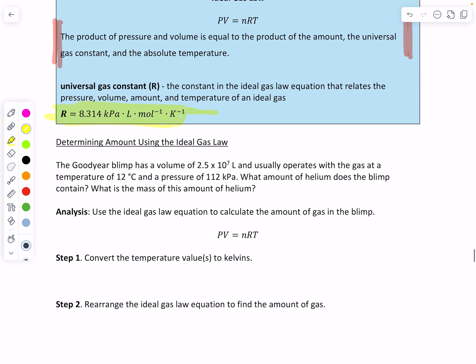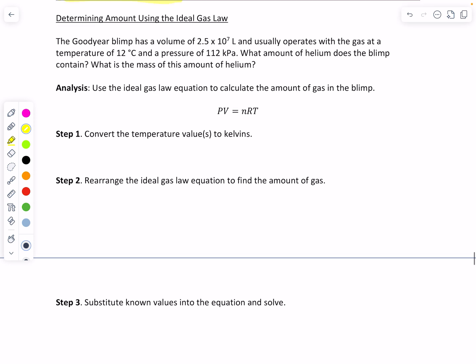Let's determine the amount using the ideal gas law. The Goodyear blimp has a volume of 2.5 times 10 to the power of 7 liters and usually operates with gas at a temperature of 12 degrees Celsius and a pressure of 112 kilopascals. What amount of helium does the blimp contain? And what is the mass of this amount of helium?